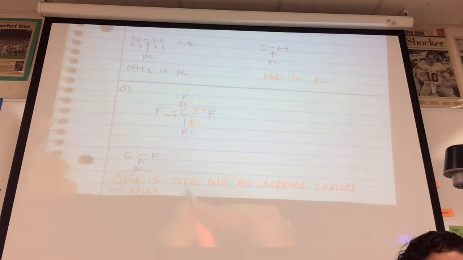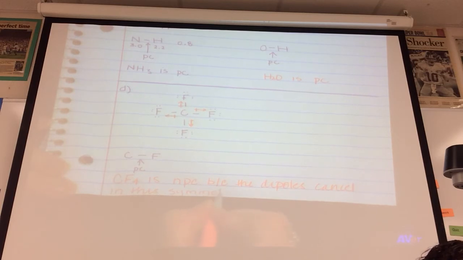The dipoles cancel in this symmetrical molecule.